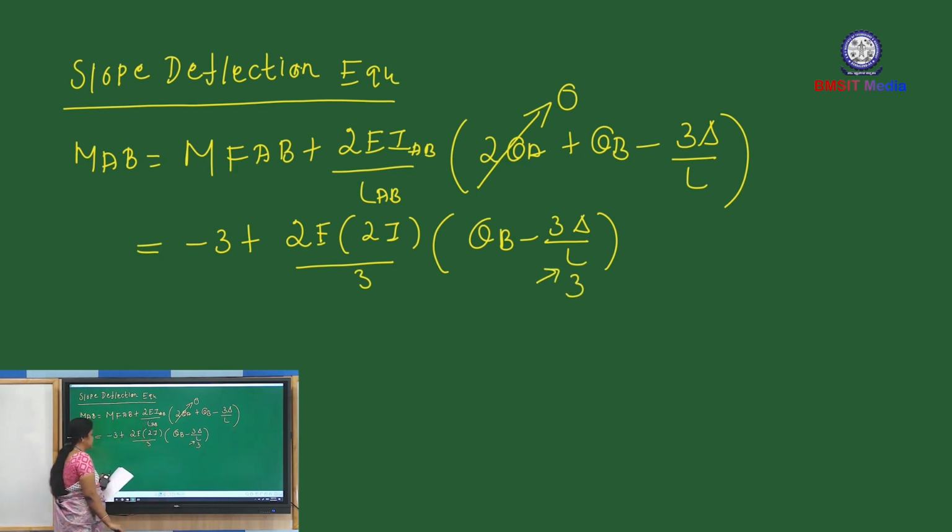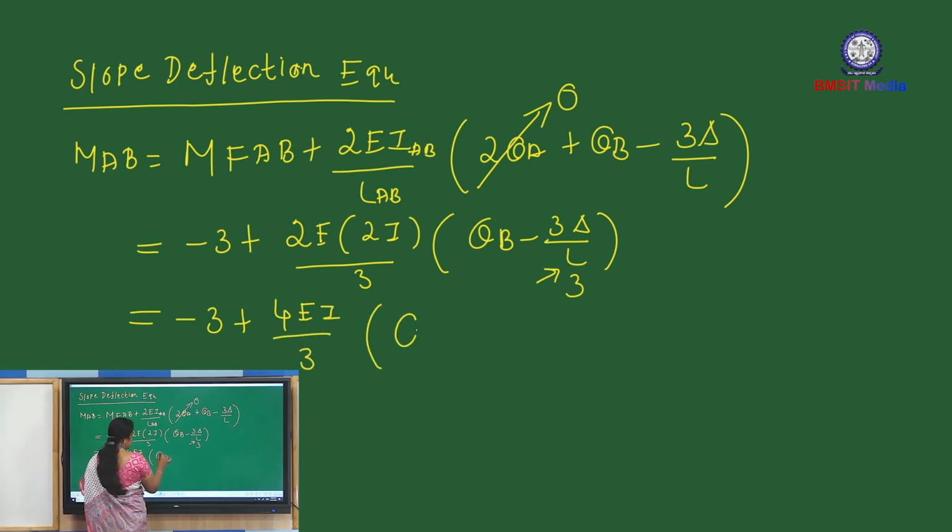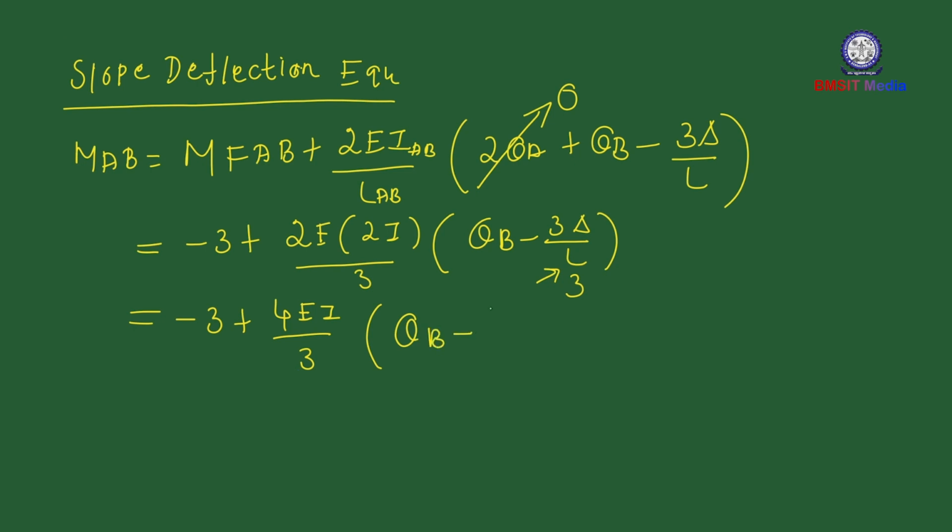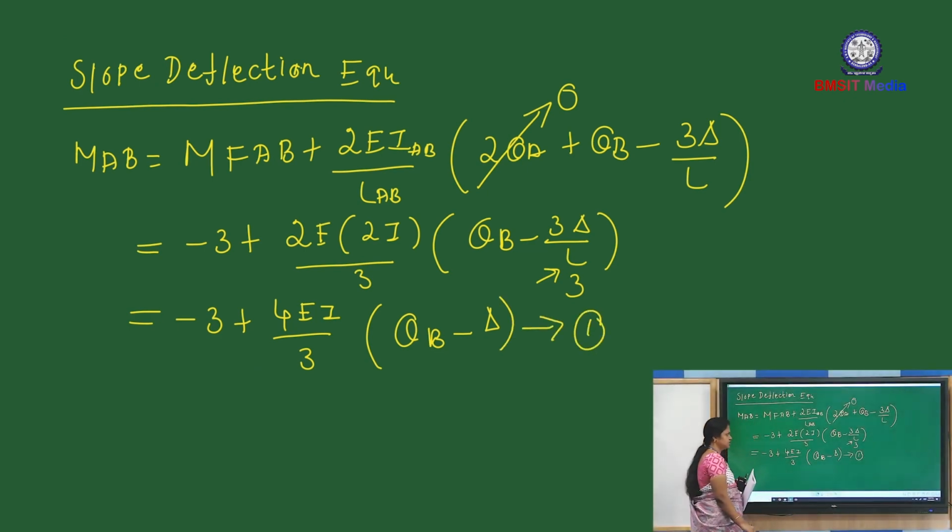Okay, if you simplify this equation, we can get minus 3 plus 4EI divided by 3 into theta B minus delta. This is equation number 1.